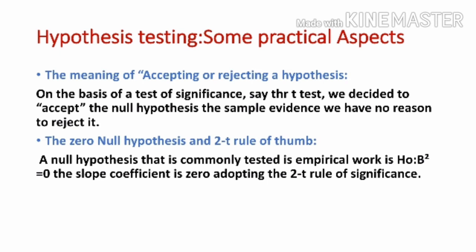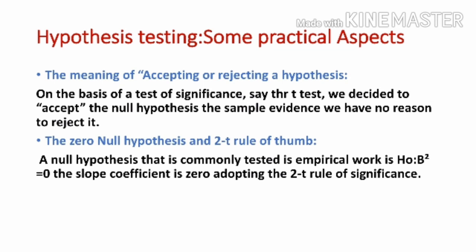The meaning of accepting or rejecting a hypothesis, the zero null hypothesis, and the two-t rule of thumb. One of the bases of the test of significance says that if the t-test decides to accept the null hypothesis, then given the sample evidence, we have no reason to reject it. A null hypothesis that is commonly tested in empirical work is H naught: beta 2 equals 0, the slope coefficient is 0, adapting to the 2-t rule of thumb of significance.